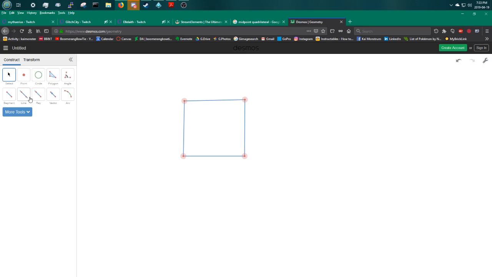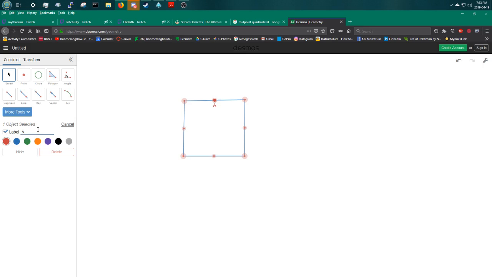And then I'm going to create some midpoints. If I go down here, we've got this midpoint tool. I'm going to grab that and click my sides, respectively. Now I've got my midpoints. Then I'm going to go back and label up my sides.